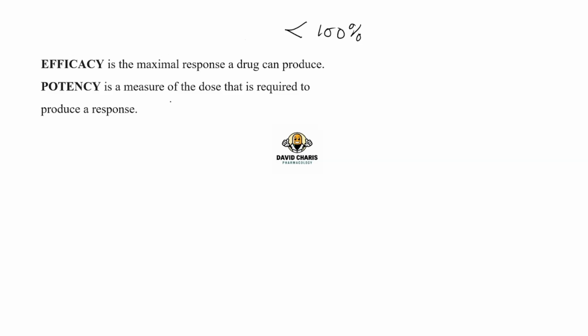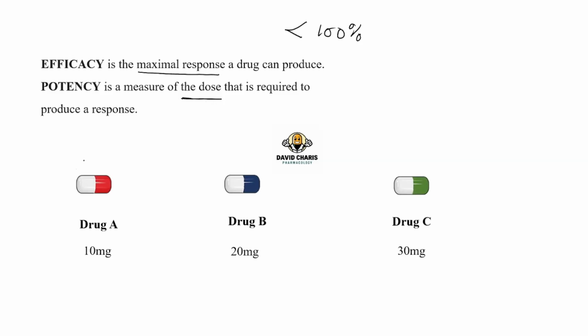Now, potency is a measure of the dose that is required to produce a response. One of the differences between efficacy and potency is that efficacy is talking about the maximal response, the highest kind of response that a drug can produce, while potency is a measure of the dose, the amount, the concentration that is needed to produce a given response.